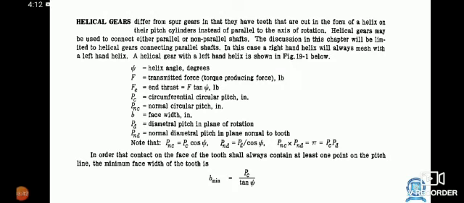The following are the important parameters of helical gears: psi, helix angle; F, transmitted force; Fa, end thrust force; Pc, circumferential circular pitch; Pnc, normal circular pitch; B, face width; P, diameter pitch; Pnd, normal diameter pitch. In order to have contact, the face of the tooth shall always contain at least one point on the pitch line. The minimum face width of the tooth is B minimum equal to Pc divided by tan psi.